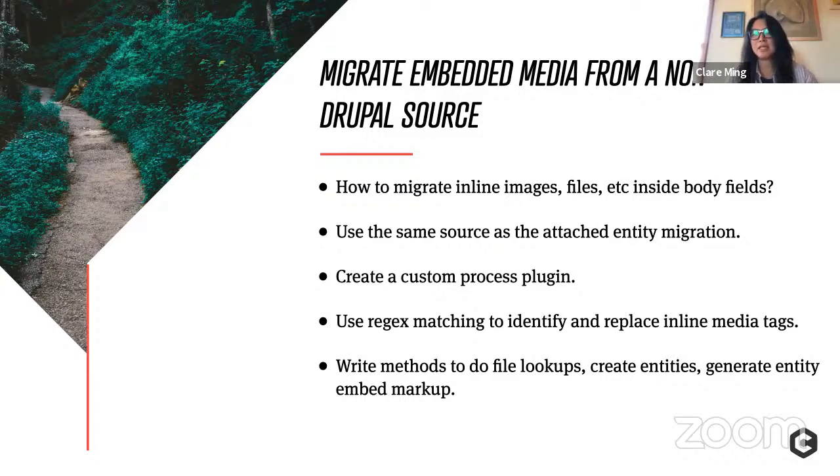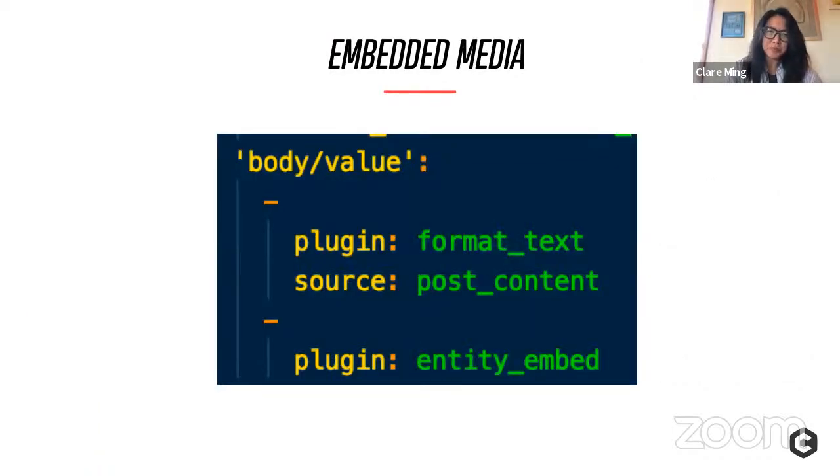And we need to parse that body data. We can do that by creating a custom process plugin. In that, we can use regular expressions to identify and target those inline references, and then do some processing to ultimately swap them out with whatever proper entity embed code you want in the destination article body field. So you can write custom methods to do the file lookups, generate the entities, and ultimately create the embed markup that you want to replace for that article body value. Next slide.